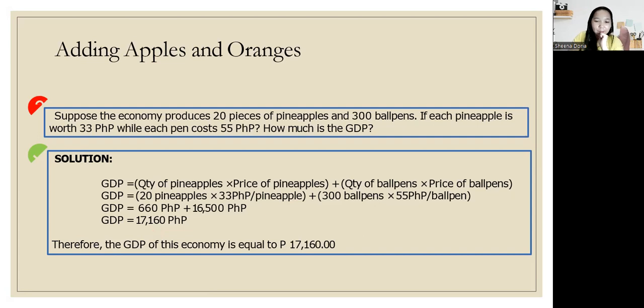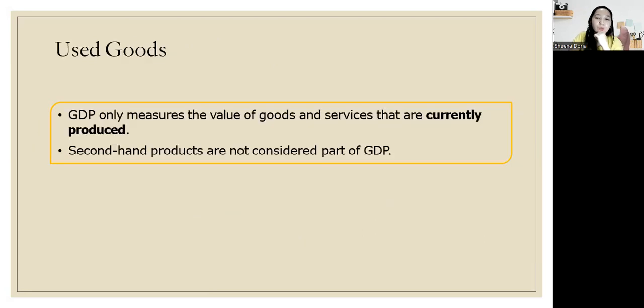Okay? So, paano naman ang treatment natin sa used goods? So, used goods, ibig sabihin yung mga ukay-ukay, for example, kasama ba sila sa GDP? So, GDP only measures the goods and services that are currently produced. Second-hand products are not considered part of GDP. Kasi imagine mo, parang na-compute na yung value ng clothes na yun in beforehand, tapos binenta siya. I-abolish yun sa GDP, dapat hindi na, to prevent double counting.